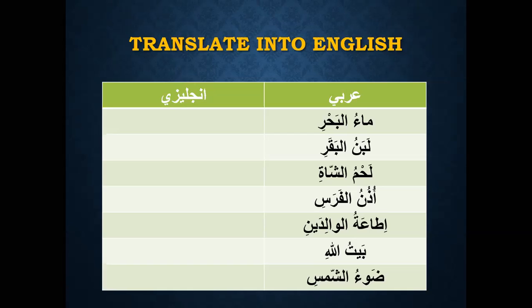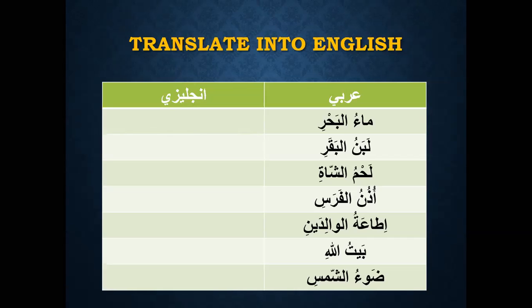Lahmu shati, the meat of goat or sheep, sheep's meat, goat meat, not lamb. Shat is used for both. See, they're all in majroor state, genitive case, with kasra at the end. Uzunul farasi, the ear of the horse. The horse's ears.